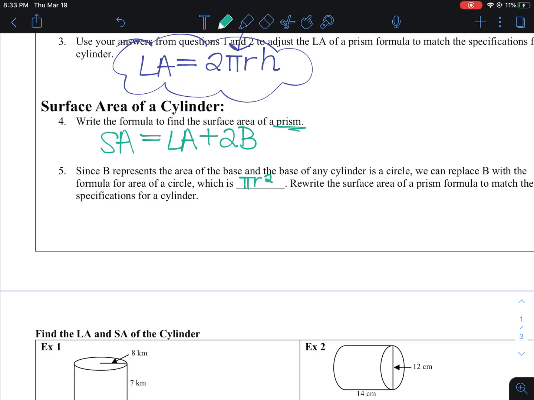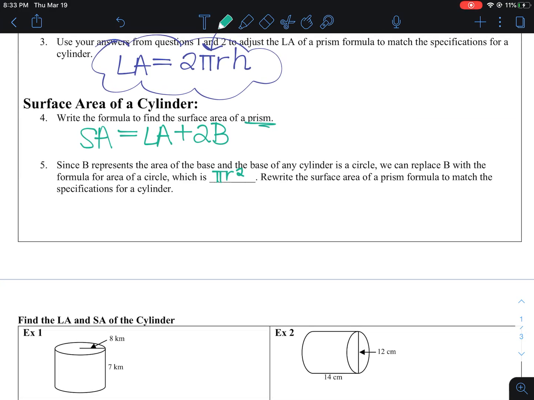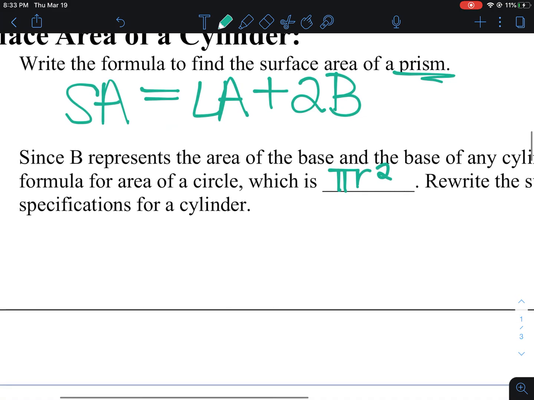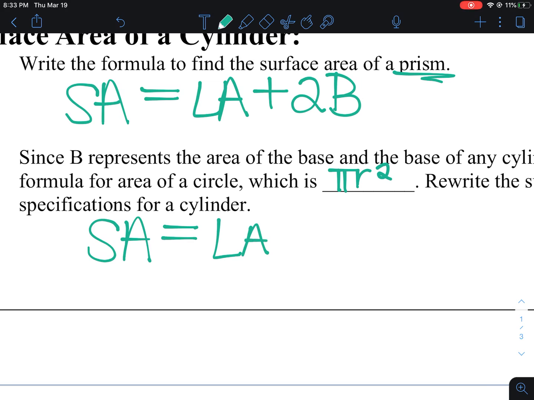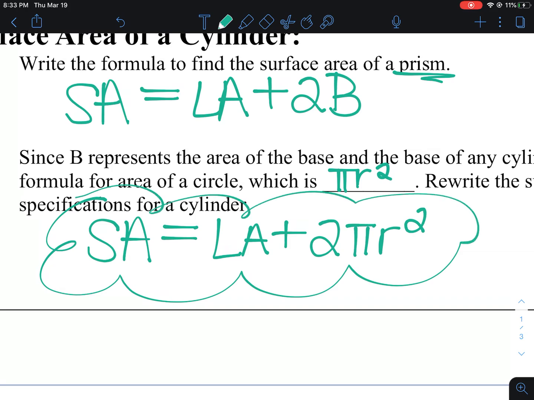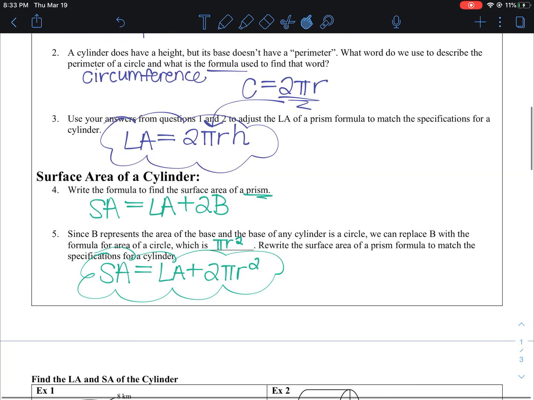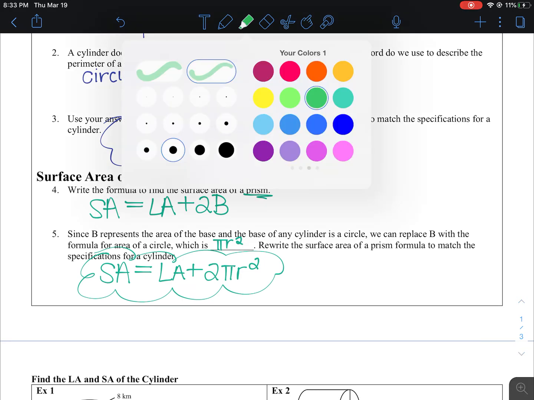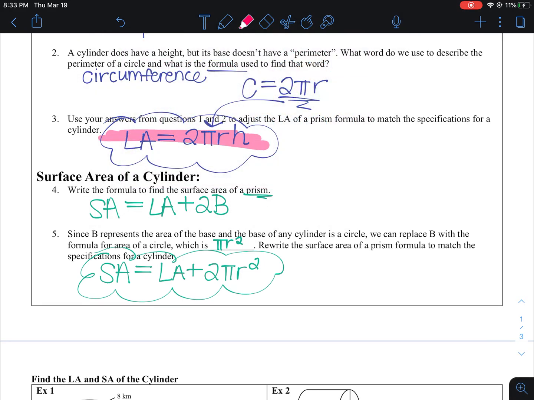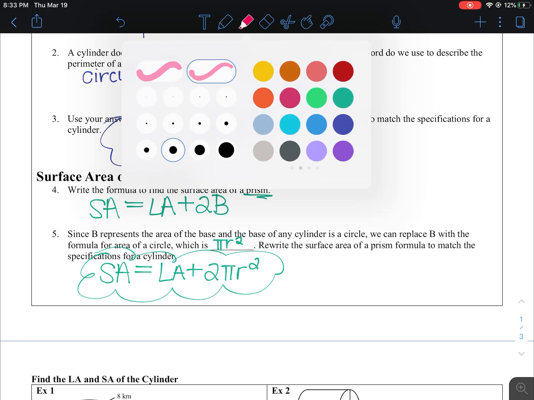So now let's rewrite the surface area of a prism formula to match the specifications for a cylinder. So surface area for a cylinder would still be lateral area plus 2 pi r squared, right? Instead of saying 2 times the area of the base, we can go ahead and say pi r squared because the base is always going to be a circle, right? Okay, so here's our important thing here. So now these two things are our main takeaways. Here is the formula.